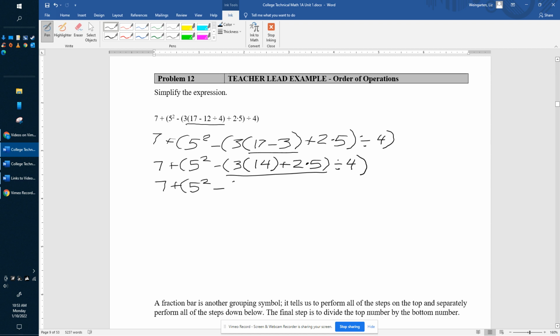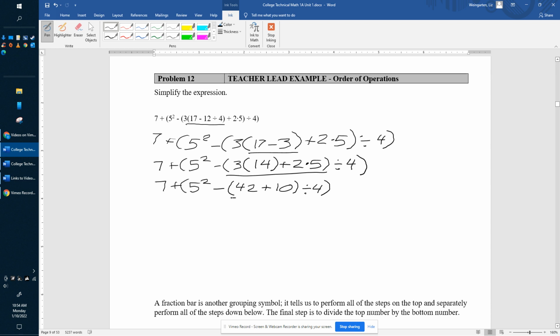minus, in parentheses, now we have multiplication and we have addition. We have to perform the multiplication first. We have multiplication in here twice. We can do those at the same time because they're not going to impact each other. So we can do 3 times 14. Perfectly okay if you want to use your calculator for that one. Comes out to be 42. Plus 2 times 5 is 10. Divided by 4 and parentheses.